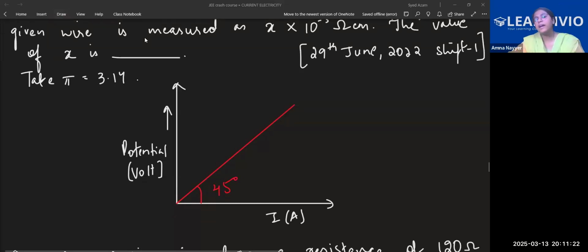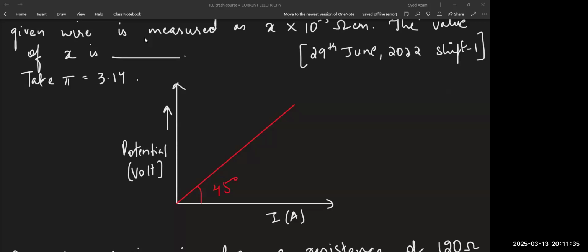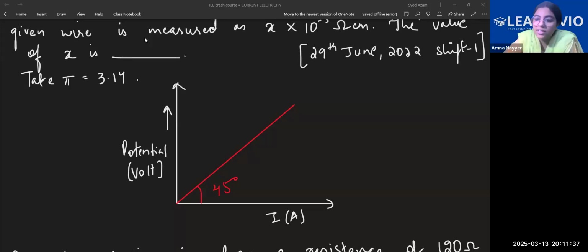See how we have to solve this question. By looking at the graph, see, the graph is between V and I. What does the slope of this graph give you? Resistance. The slope of the graph gives us resistance, right? So at least we know using this we can get resistance. And resistance and resistivity have a relation. Length and diameter, these are the two things that are provided in the question. Length is there and diameter is there.